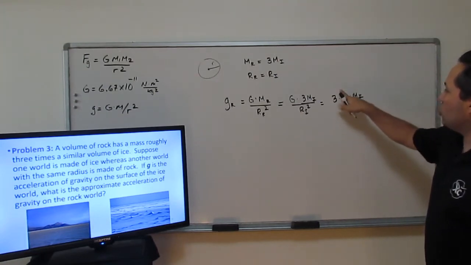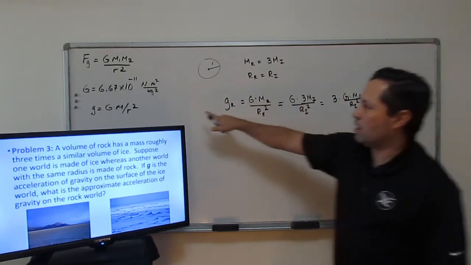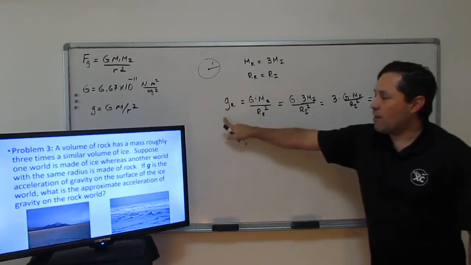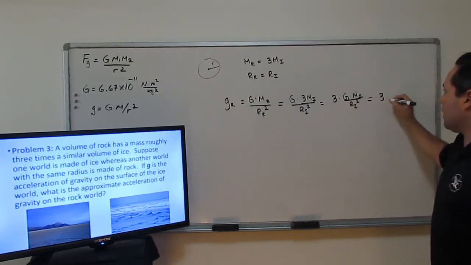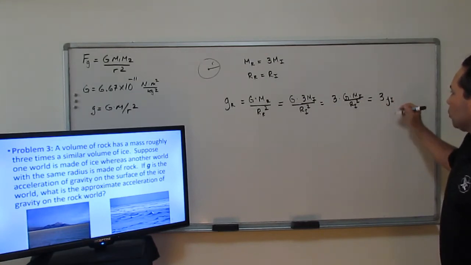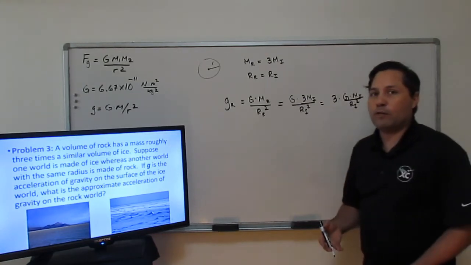So what is G times M over r squared? That is lowercase g for gravitational. So the gravity on the rock world would be 3 times this g, the gravity on the ice world. So that would be the answer for problem number 3.